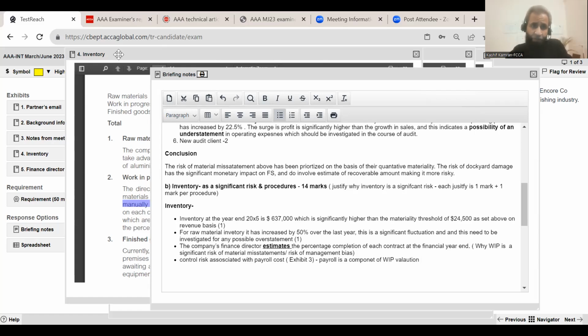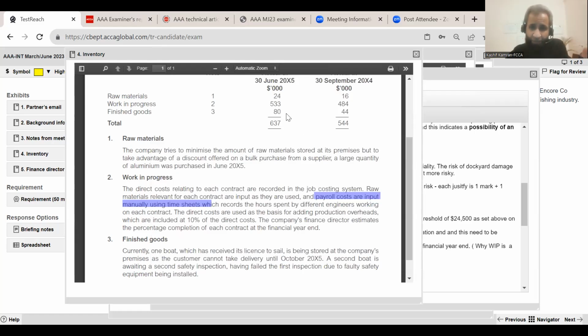And then you go down to the finished goods. Finished goods have increased a lot, almost like 50% over the last year. So that's another reason why you need to consider finished goods as important. There could be a risk of overstatement in finished goods because they've raised a lot. And then there is a note number four for finished goods. Currently, one boat which has received the license to sale is being stored at the company's premises, as the customer cannot take delivery until October 20X5. So one boat is stored even though you got the license, but the customer cannot take the delivery.